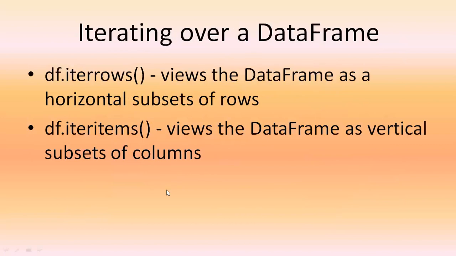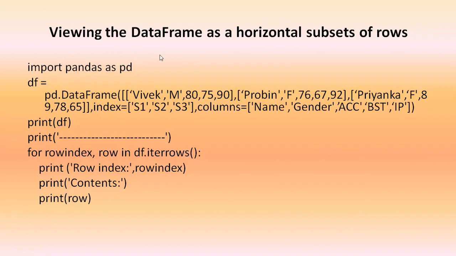Next, iterating over a data frame. Iterating means how you will view the data frame. The data frame may be viewed row wise or column wise, in a horizontal manner or a vertical manner. So let us see the program code.